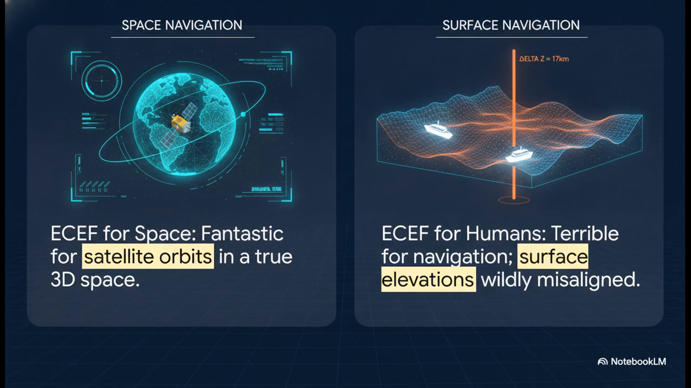ECEF is absolutely fantastic if you're a satellite orbiting in space running orbital mechanics calculations, but it is frankly terrible for us humans trying to navigate down on the surface. Because the Earth is curved and uneven, you could literally have 2 points on the actual surface at the exact same physical elevation. Picture 2 boats out at sea level, but their z-values in this geocentric system could differ by over 17 kilometers. No way, right? It's just entirely impractical for everyday terrestrial mapping.